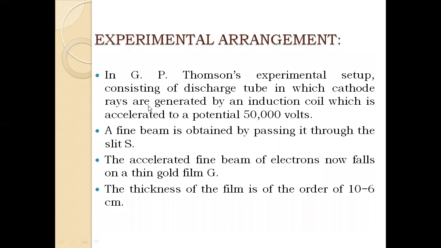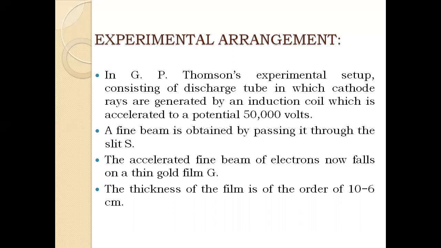So the experimental arrangement mainly consists of one discharge tube in which cathode rays are generated by an induction coil, which is accelerated to a potential of 50,000 volts. As I told you earlier, he conducted many experiments with electrons accelerated to high potentials. In this experiment, he generated cathode rays by accelerating them to a potential of 50,000 volts. Now the fine beam is obtained by passing these through a slit S. The cathode rays produced by the discharge tube were made to flow through the slit S, which makes them a fine, single directional beam.